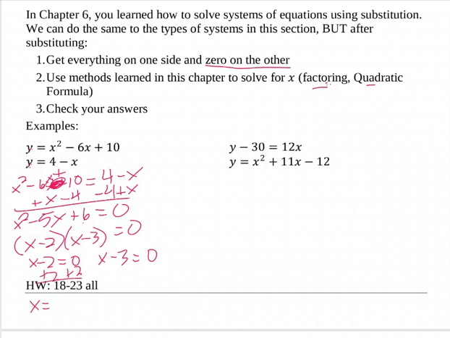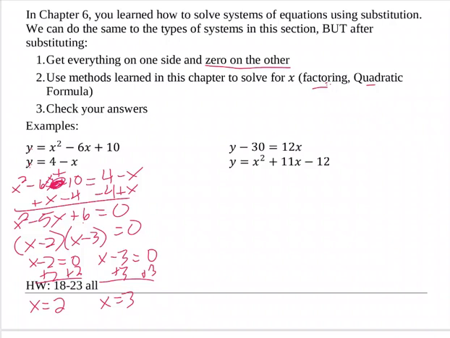X equals 2. On this one, add 3, and x equals 3. So that just tells you what the x coordinates are where these two graphs cross. We have to figure out the y coordinates so we can write the ordered pairs. So we plug these guys back into either one of these two equations.